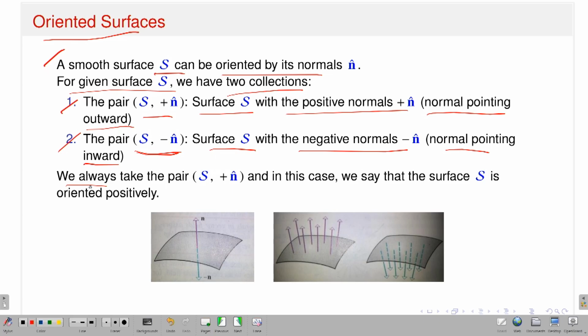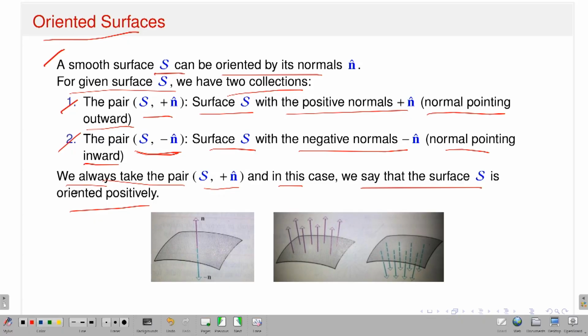Now we always take the pair S comma plus n cap, and in this case we say that the surface is oriented positively. If I start with a smooth surface with plus n cap, then my surface is positively oriented. That kind of thing I will use. In fact, if I say you have a surface with some orientation, and I do not give any orientation, whether plus n cap or minus n cap, by default you assume that I am talking about a surface which is positively oriented.